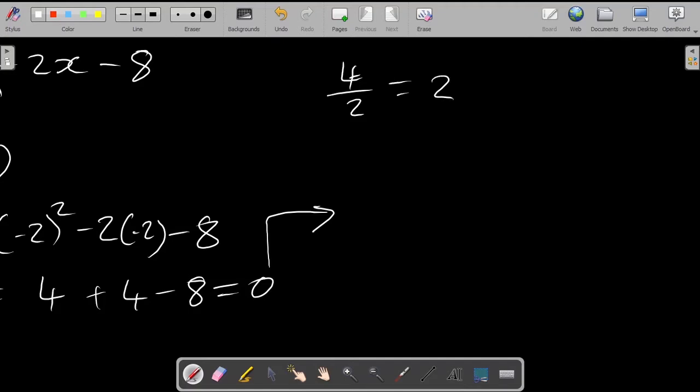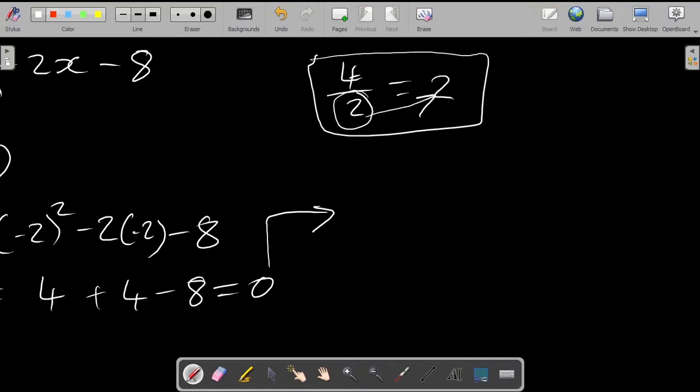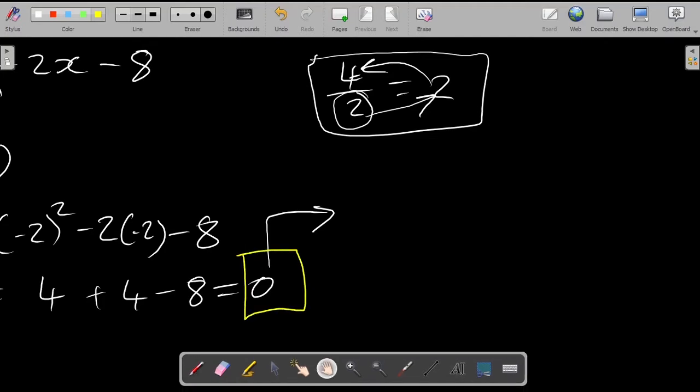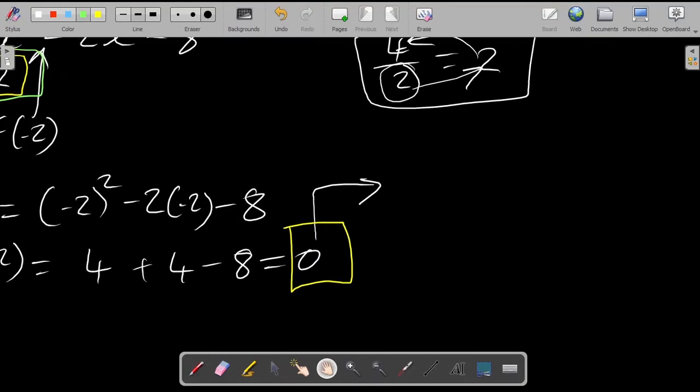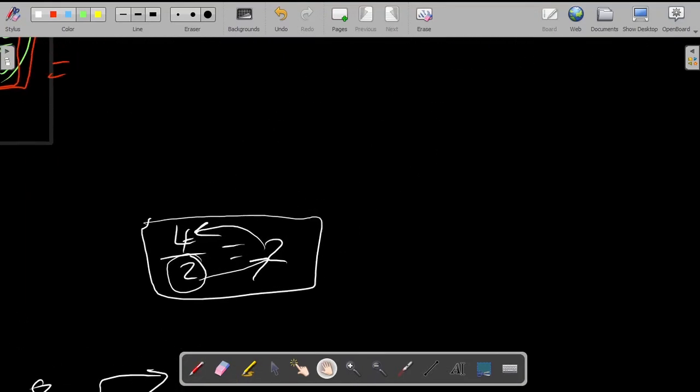But if you try to compute the remainder here, there is no remainder because you can fit 2 exactly 2 times into this 4. So once you get a remainder of 0, it basically means that whatever value or whatever factor that you use to divide is a factor. And that leads us to the factor theorem.